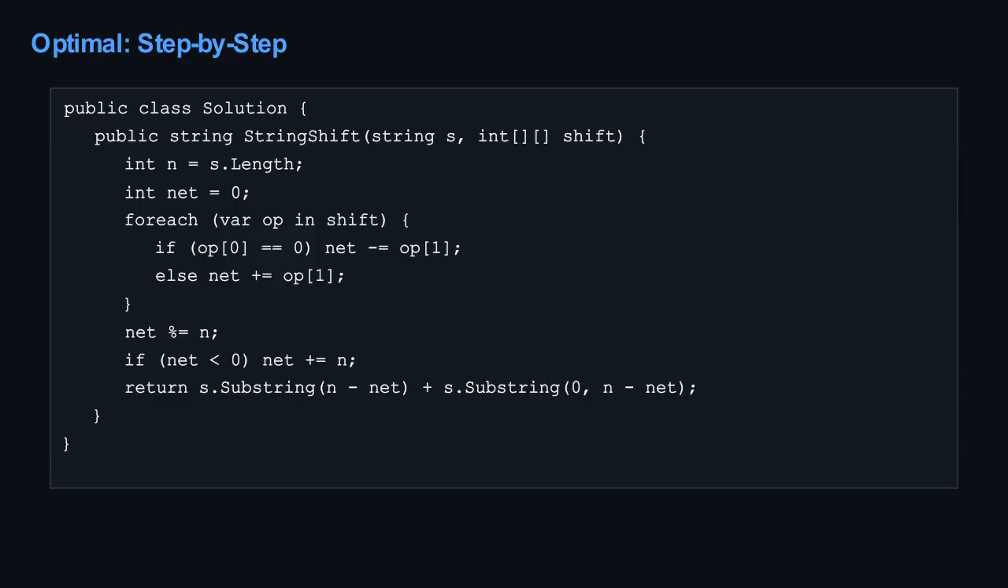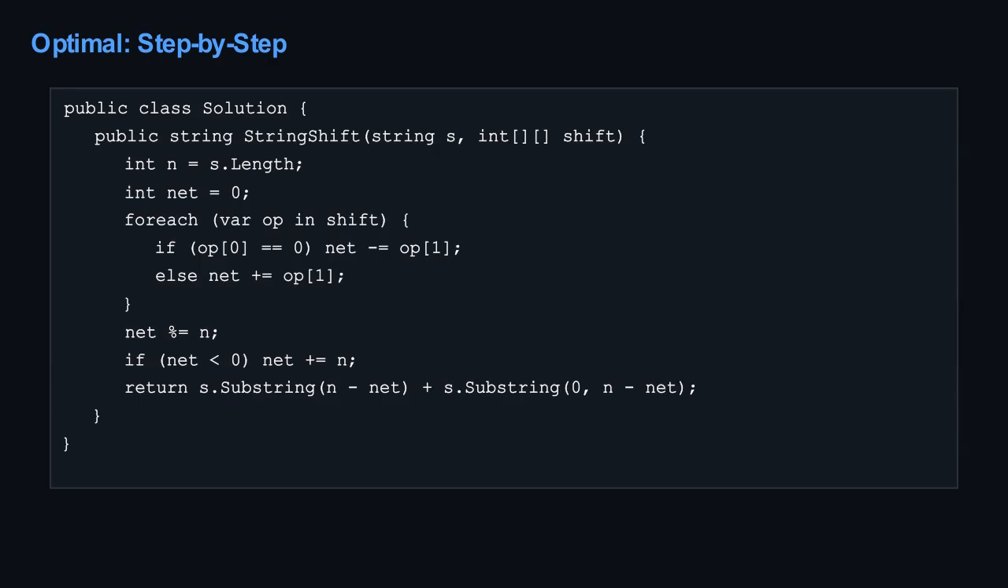Initially, our net shift is 0. The first operation is a left shift of 1. We treat left shifts as negative, so net becomes 0 minus 1, which is minus 1. The next operation is a right shift of 2. Right shifts are positive, so net becomes minus 1 plus 2, resulting in a net shift of 1.